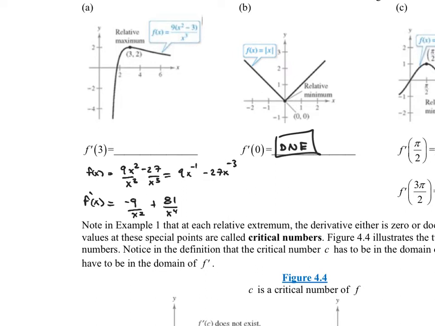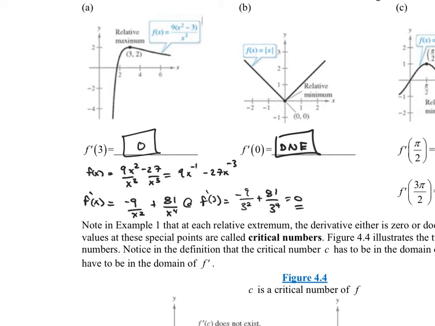That's the derivative, and what they wanted us to do was to evaluate it at the given point. So at 3, it's f prime of 3, we're plugging in the number 3, it would be -9 over 3 squared, which would be -1, and then it's plus 81 over 3 to the 4th. 3 to the 4th is 81, so 81 over 81 is 1, so I'd have a -1 plus 1, which would give me a derivative value of 0.